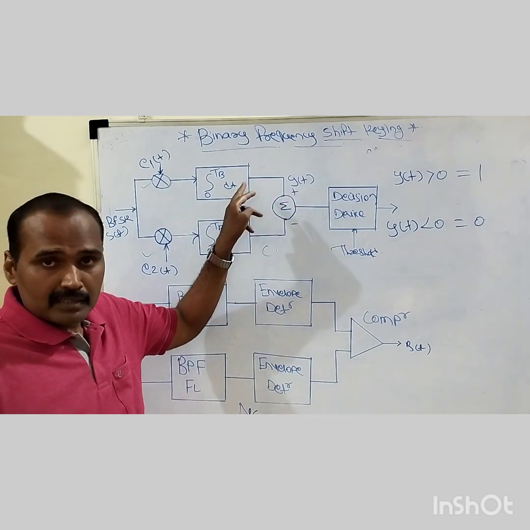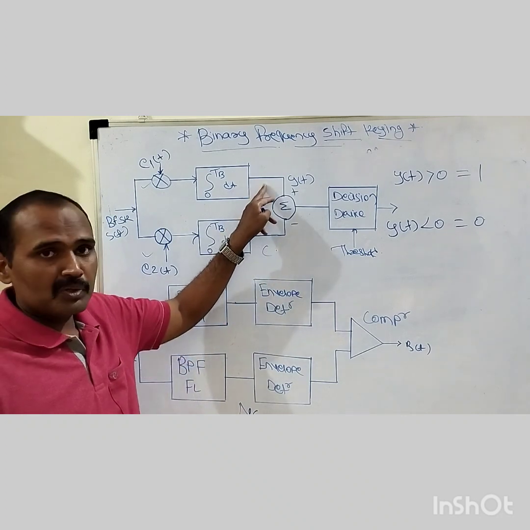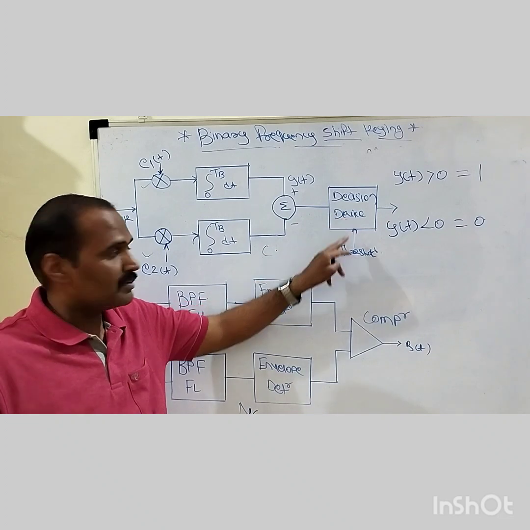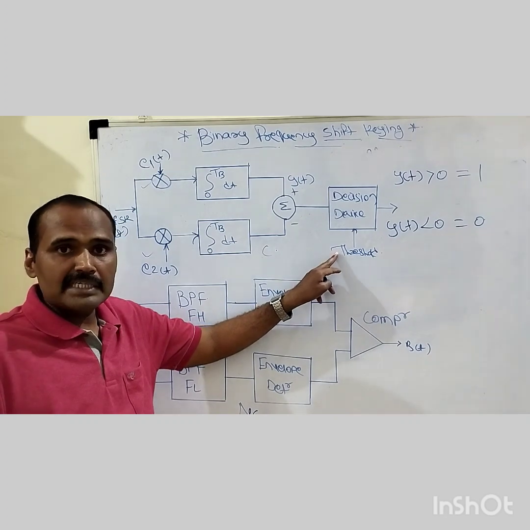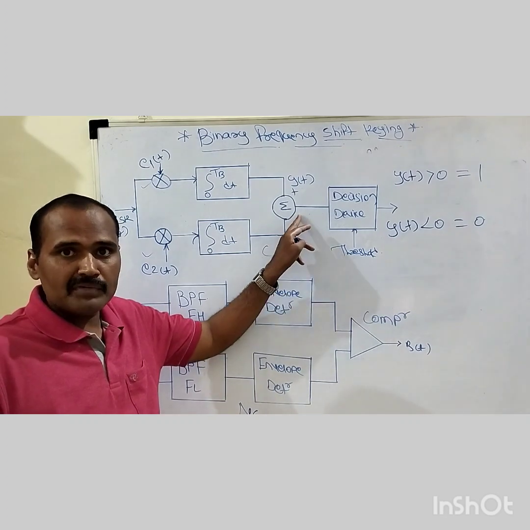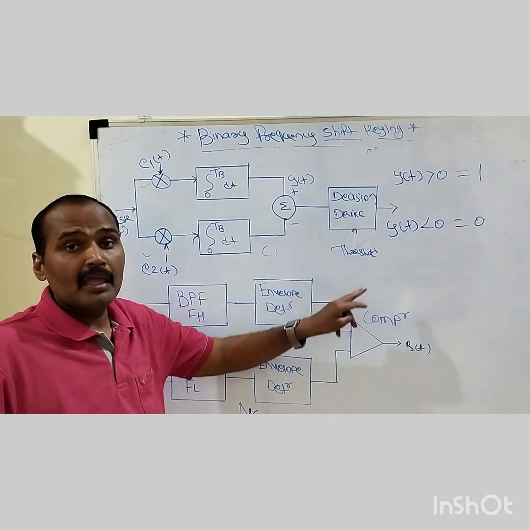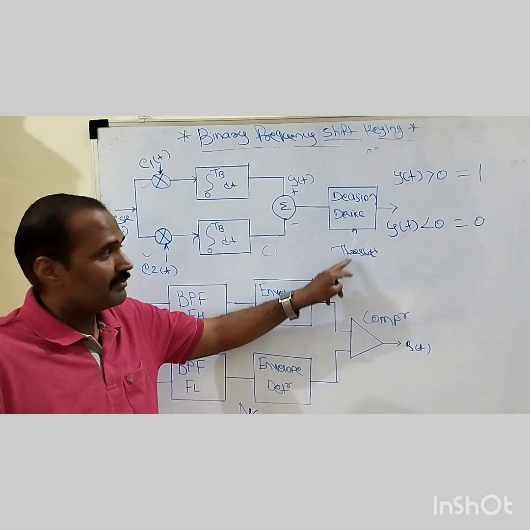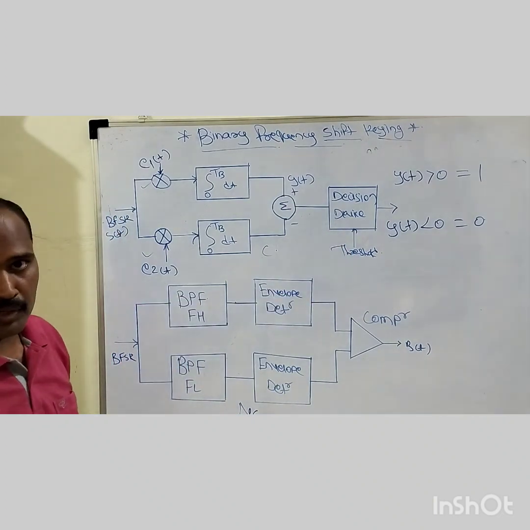If the output of the lower correlator is greater than the upper correlator, at that time the decision device, which has a certain threshold, will compare this y(t) with its threshold value. If y(t) is greater than this threshold, it will decide binary 1, or if y(t) is less than this threshold value, it will decide binary 0. So this is how the coherent detector looks, right?